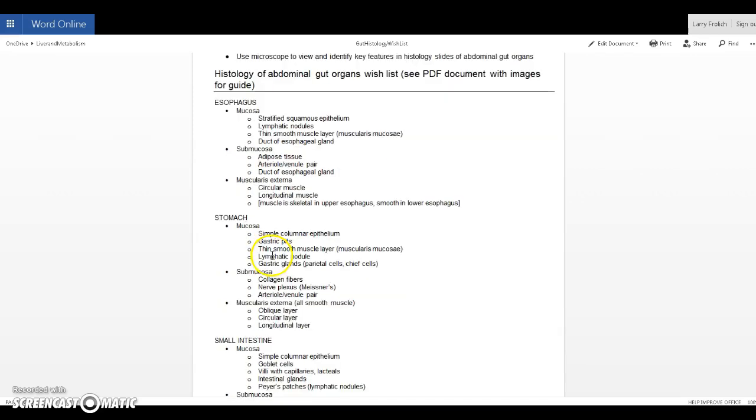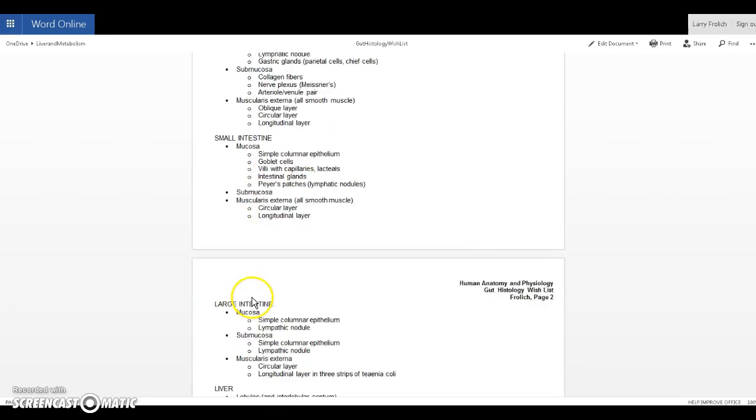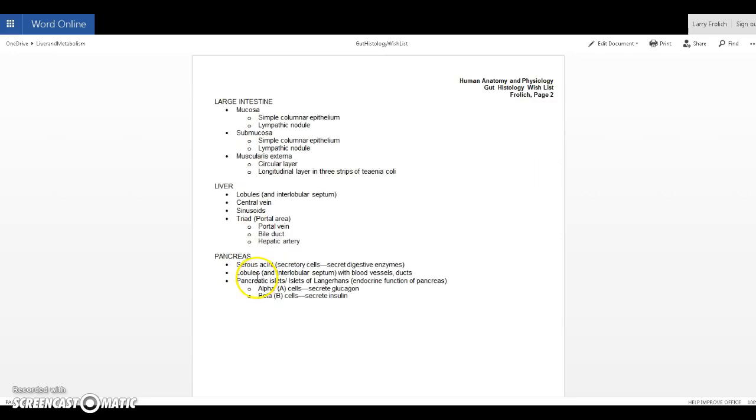A lot of those, as you'll come to see, are repeated. For the esophagus, the stomach, and the intestines, you'll see I don't differentiate into duodenum, jejunum, and ileum, but just the small intestine in general, and then the large intestine, and then a few structures for the liver and the pancreas.